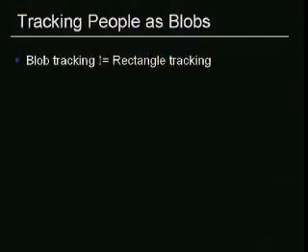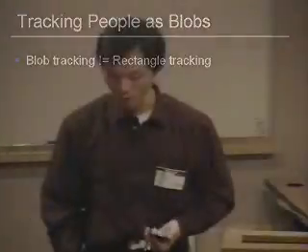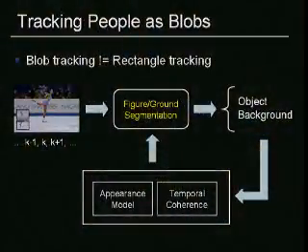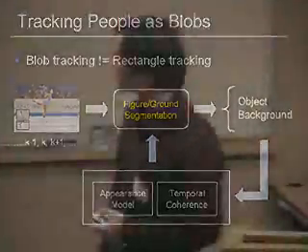This is like tracking people as blobs. People normally think that it's difficult if there's a lot of variation in the pose, because the human body is not a rectangle. But I want to say that blob tracking is actually not rectangle tracking. Here's the outline of our system. We have the frames coming in, and at each frame I do a figure ground segmentation.